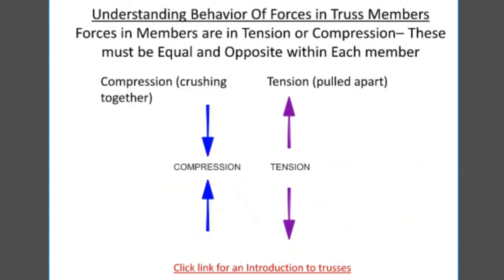Next, understanding behavior of forces in truss members. Forces in members are in tension or in compression. These must be equal and opposite to each other within each member. The compression force is basically the member is being crushed together. Here we see the arrows represent the compression forces. And then we have the tension forces, which is where a member is being pulled apart. So here you see the tension arrows. Below you can click on the link for an introduction to trusses.